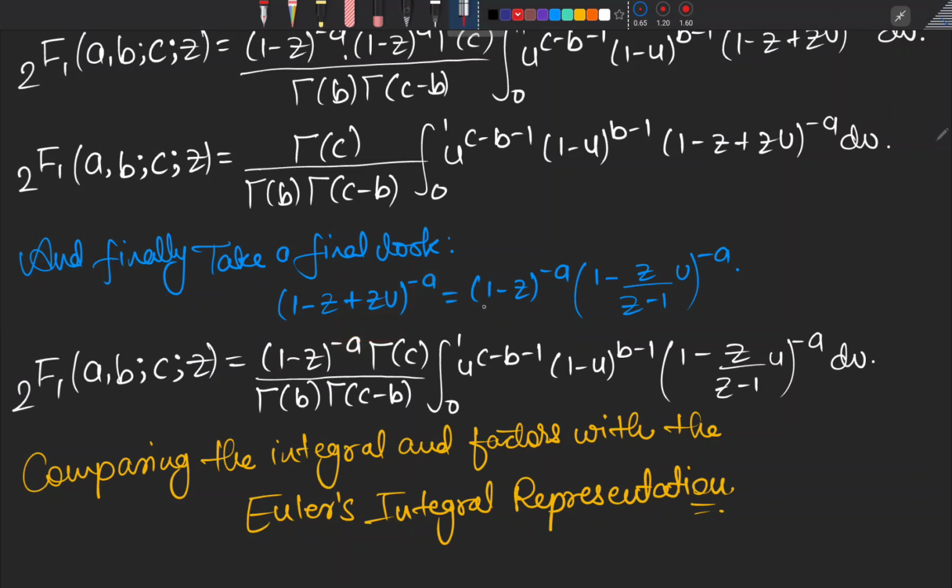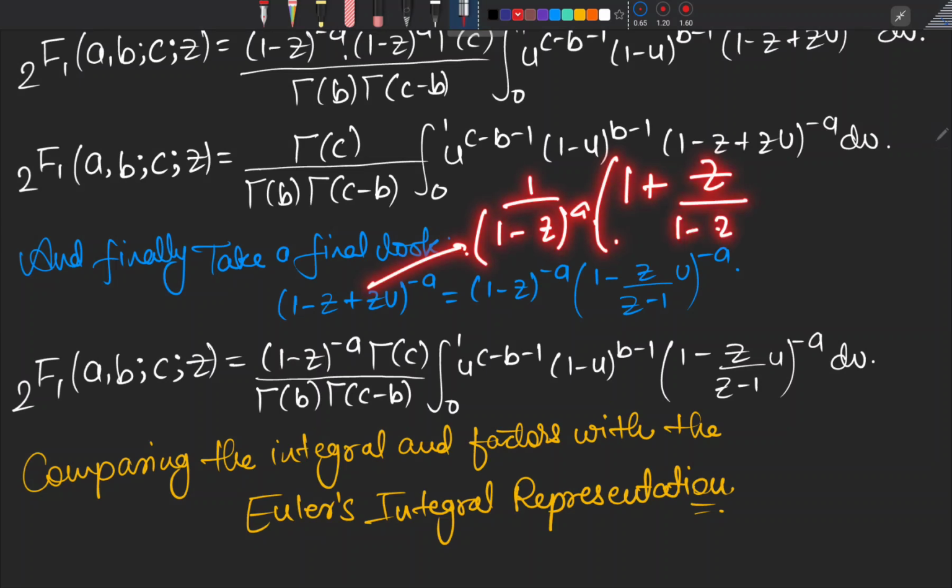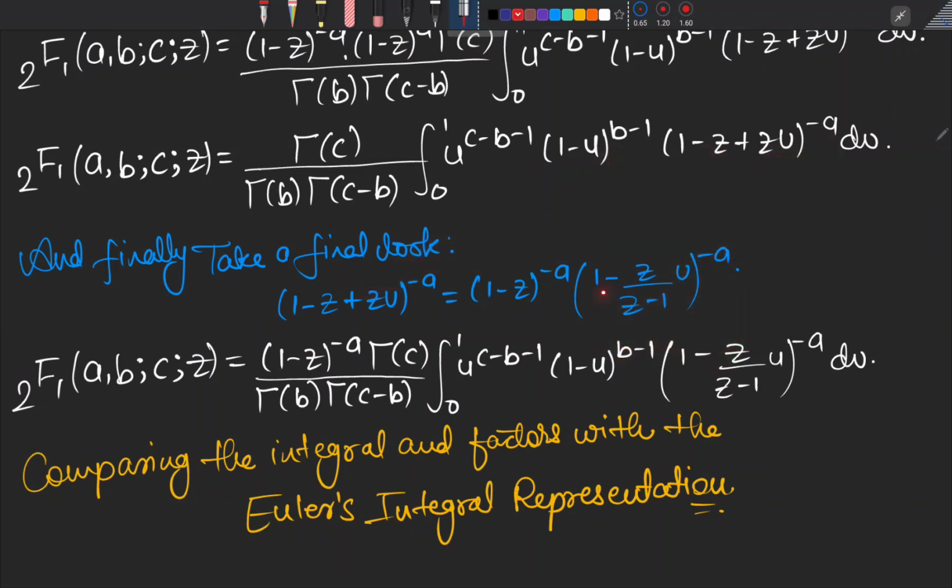So this can be written as (1 minus z) whole to the negative a, just factoring out 1 over (1 minus z) whole to the a. So that's going to be giving us (1 plus z over 1 minus z times u) whole to the negative a. But I have just used this thing as z minus 1, or you can say just taking out the negative common, so that negative is written over here, right? So I hope you can understand that, or let me just explain it to you.